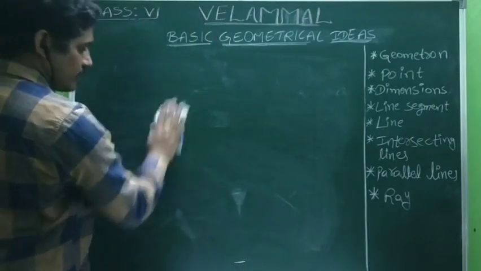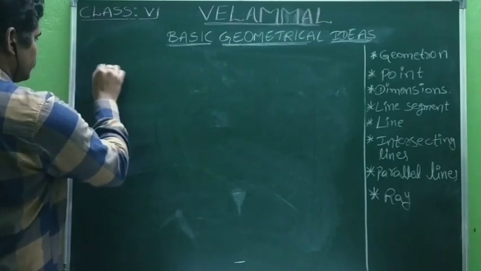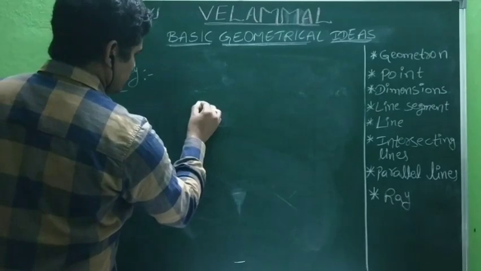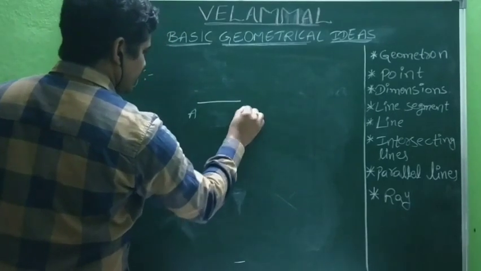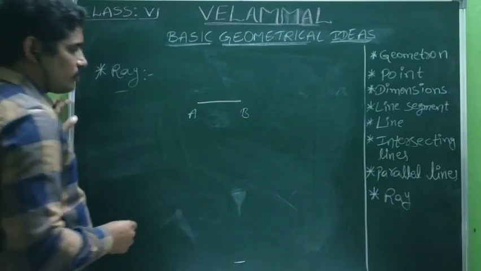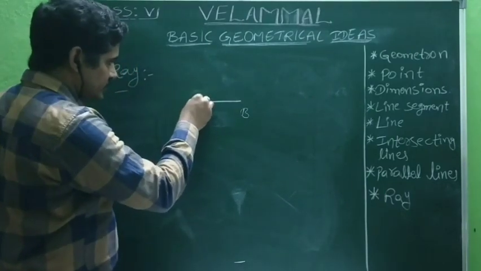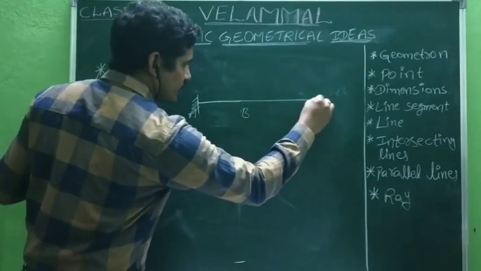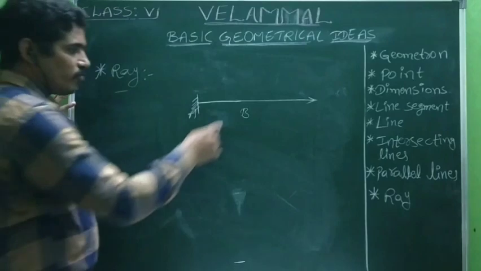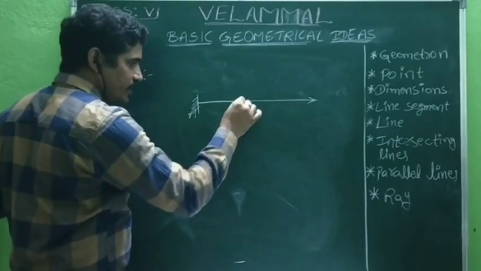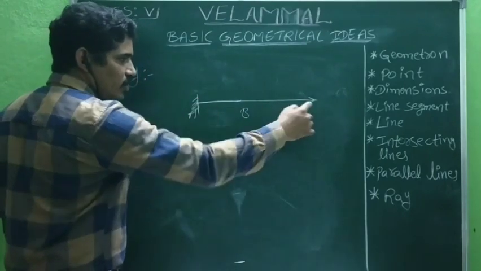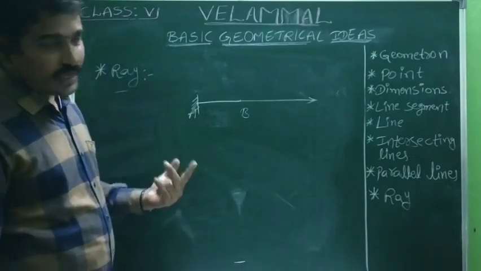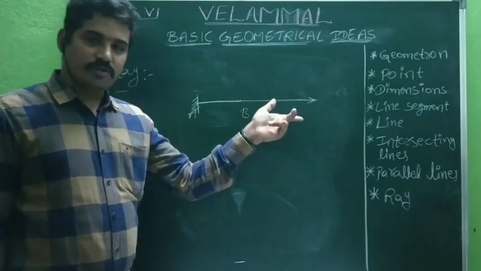What is a ray? Now, I am taking line segment AB here. I am keeping point A fixed and extending B in the infinite direction, only one direction. Here is point B and here is point A. If we extend in two directions, that will be a line. If we extend in only one direction, that will be a ray.